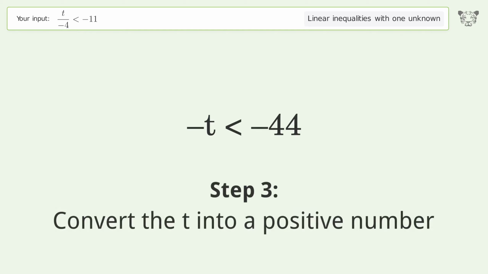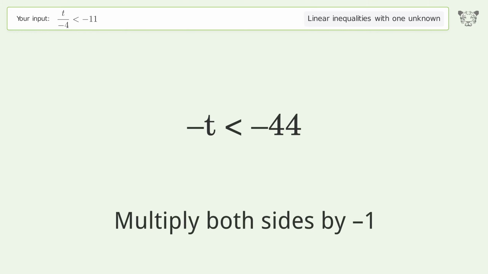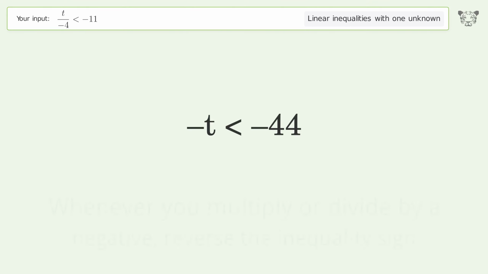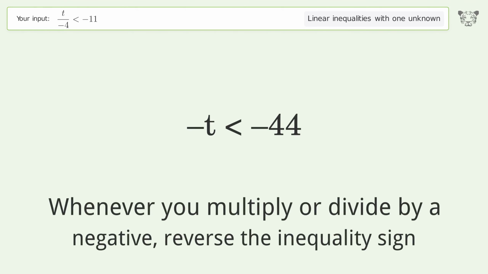Convert the t into a positive number. Multiply both sides by -1. Whenever you multiply or divide by a negative, reverse the inequality sign.